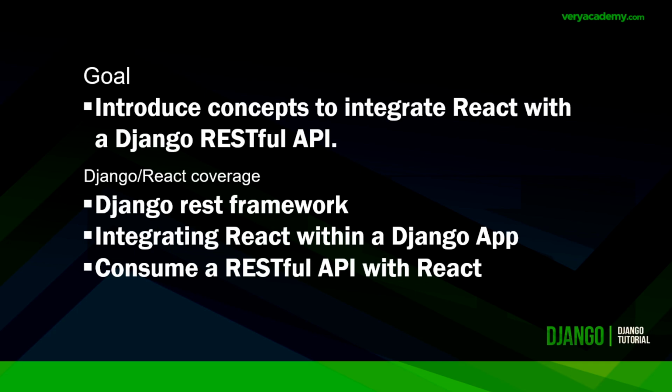In this tutorial, we develop a simple Django REST API and then integrate React in a new Django app, building a simple front end to consume the Django API. This project is for reference. I don't go through every line of code, but I give you a high level overview of the project so that you can implement and explore further.